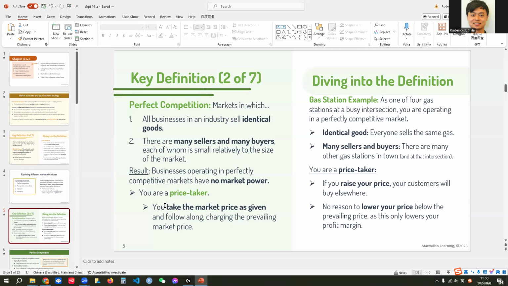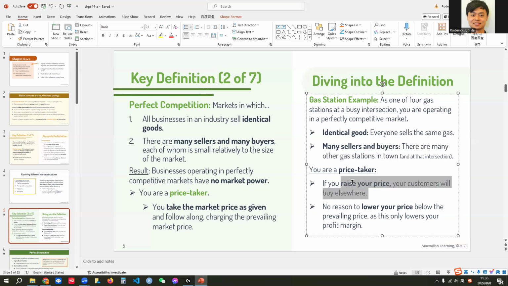Okay. So one example is gas station. And those gas stations are pretty much the same, right? If they are selling identical goods, and if there are many buyers and sellers, then you have no choice. Whatever this market determines the price, that's the price you have to conform to. And there is no reason to raise your price because you're going to lose all your consumers, since there are so many identical sellers across your shoulder.